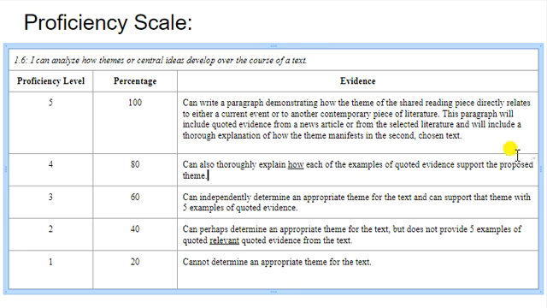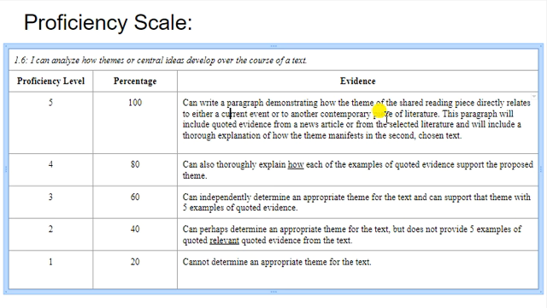So whatever theme you propose, and whichever quotes you provide as evidence, you need to be able to explain how each quote supports what you say. Okay? To get a 5, to knock it out of the park, you need to also be able to write a paragraph demonstrating how the theme of the shared reading piece, so whatever theme you think that our shared reading has, you need to relate that to either a current event story or to another contemporary piece of literature, which basically means maybe some independent reading book that you've done this school year that you can recall.